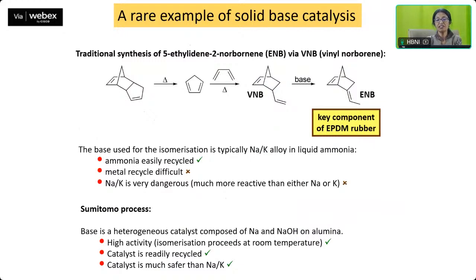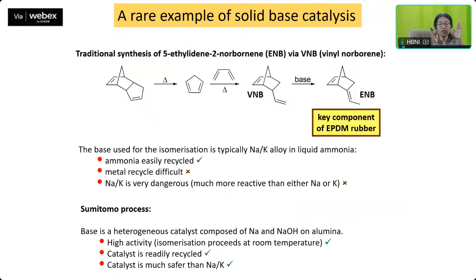Then you can also have a rare example of solid base catalysis. So the traditional synthesis of 5-ethylidene-2-norbornene, which is ENB, is via VNB, which is vinyl norbornene. So this is how the entire process looks. The base used for this isomerization is typically a sodium-potassium alloy and liquid ammonia. The advantages are that ammonia is easily recycled, but the metal recycle becomes very difficult, and the sodium-potassium alloy is very dangerous, much more reactive than either sodium or potassium.